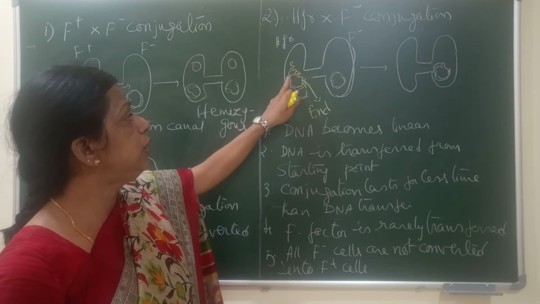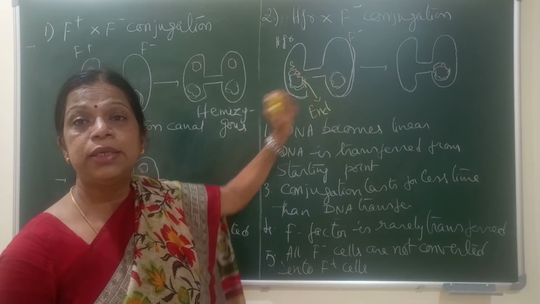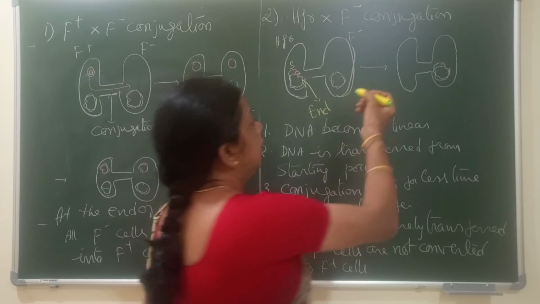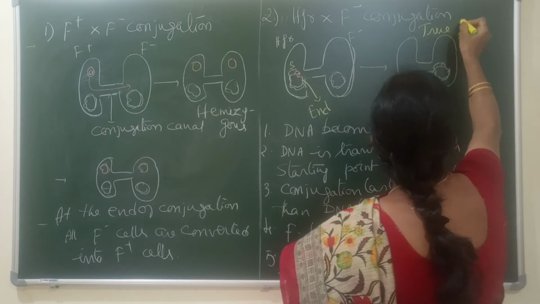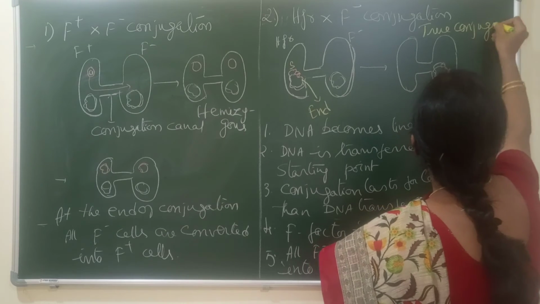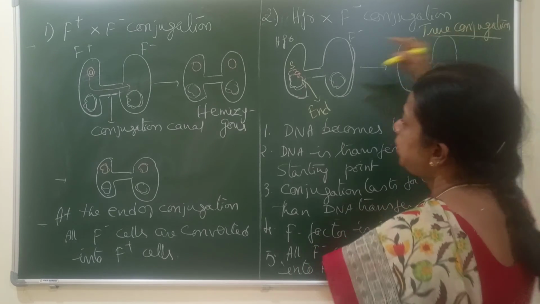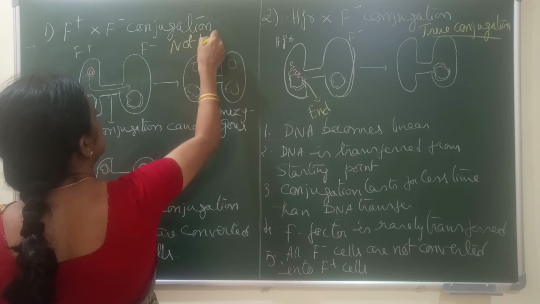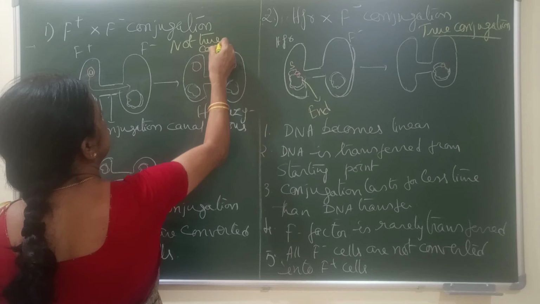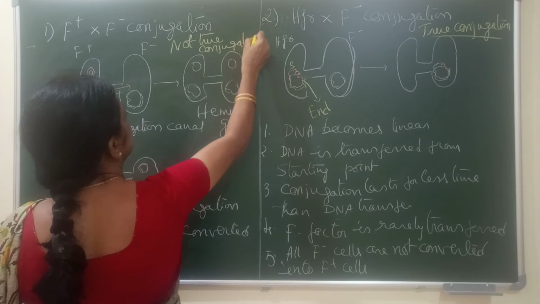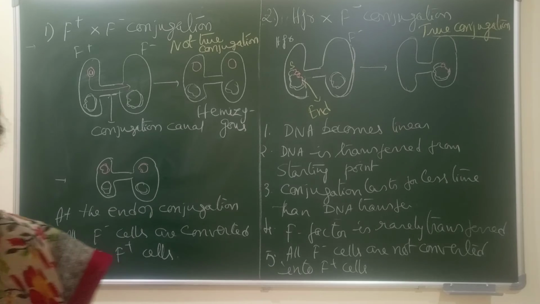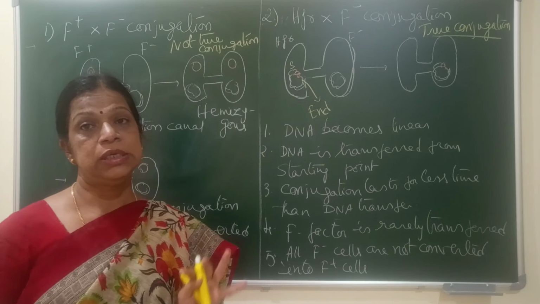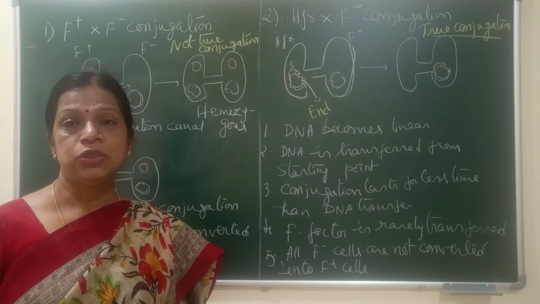If this is the starting point, the bacterial DNA will also get transferred. So HFR can be called true conjugation, whereas F plus and F minus cannot be called true conjugation. It is not true conjugation. This is the difference between HFR and F minus conjugation and F plus and F minus conjugation.